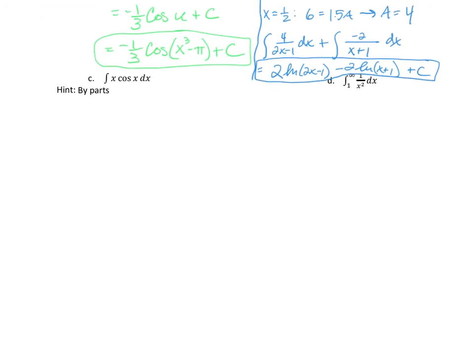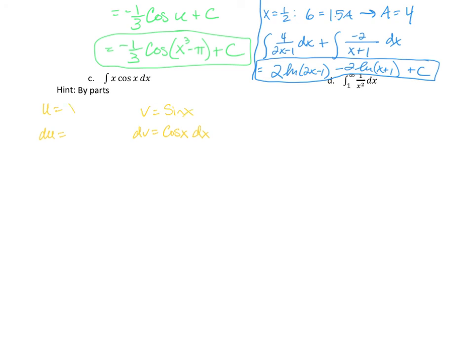Okay, part C, x cosine x, and it says by parts. So I have to choose a u and a dv. So I want to choose my dv to be something I can integrate because I'm going to have to calculate v, but also as complicated as possible. So my choices for dv are x or cosine x. And I'm going to choose cosine x because it's more complex than x, but it's still very easy to take the antiderivative. It's sine x.